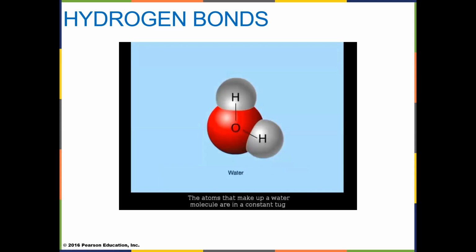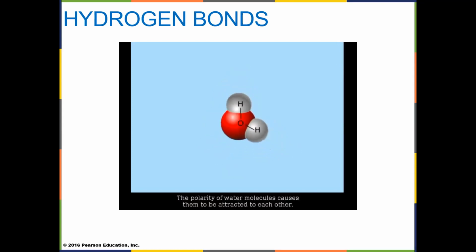Atoms that make up a water molecule are in a constant tug of war over their shared electrons. Oxygen exerts a far stronger pull on the shared electrons than does hydrogen, and so the electrons spend more of their time closer to the oxygen atom. Because of this unequal sharing of electrons, the oxygen atom in a water molecule actually has a slight negative charge, and each hydrogen atom has a slight positive charge, even though the water molecule as a whole is neutral. Because of the unequal sharing of electrons and the resulting positive and negative poles, a water molecule is said to be polar.